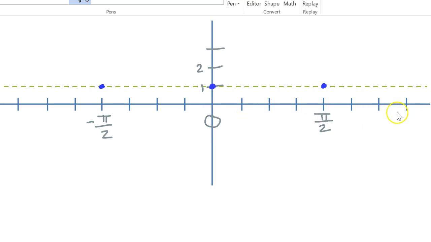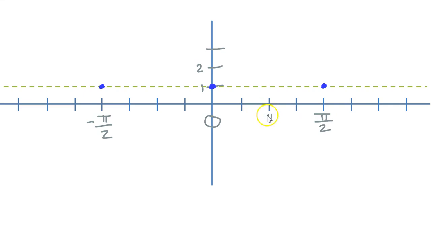marks on the x-axis. So if this is pi over 2, then this should be pi over 4, right? And this should be pi over 8. And this should be 3 of these, so this should be 3 pi over 8. Now on the left, these should be the mirror images of these. So this should be negative pi over 8, and negative pi over 4, and negative 3 pi over 8.